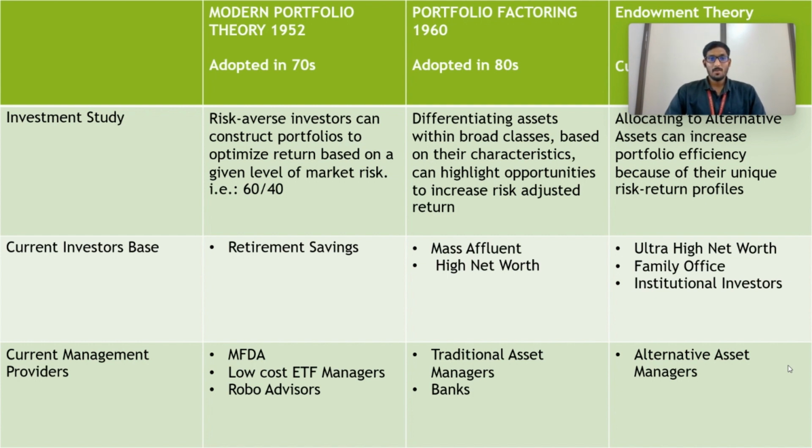Modern portfolio theory, which was developed by Harry Markowitz, was adopted in the 70s, although established in the year 1952. It was followed till the 80s, and then portfolio factoring happened in the 1960s. Then it was adopted in the 80s. Again, the endowment theory, which showed ultra high net worth.